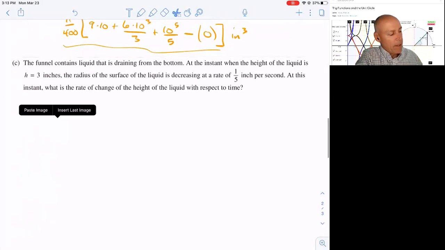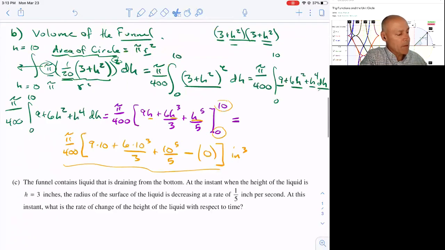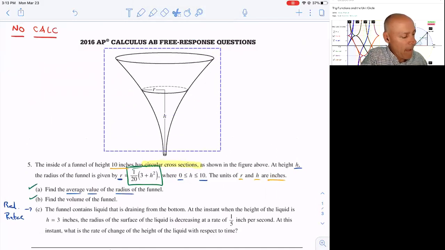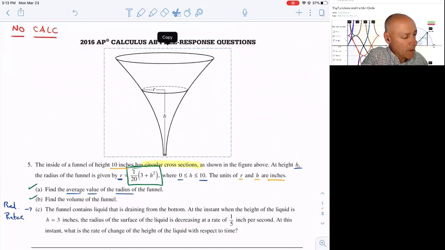Well, I remember about related rates. First step was read the problem. Just did. Now what I want to do is also copy this diagram just to have a good idea of what's going on here.